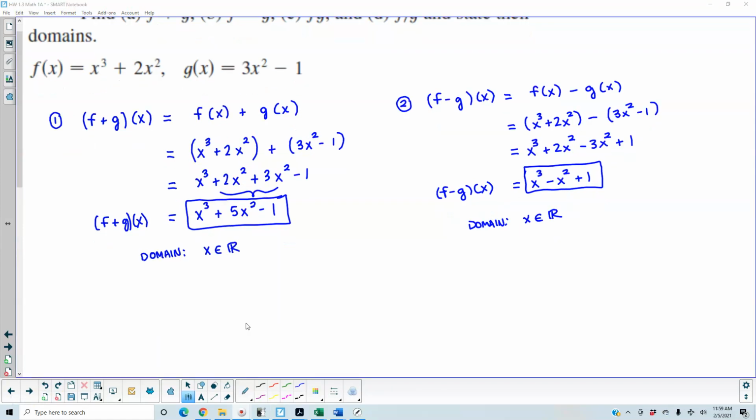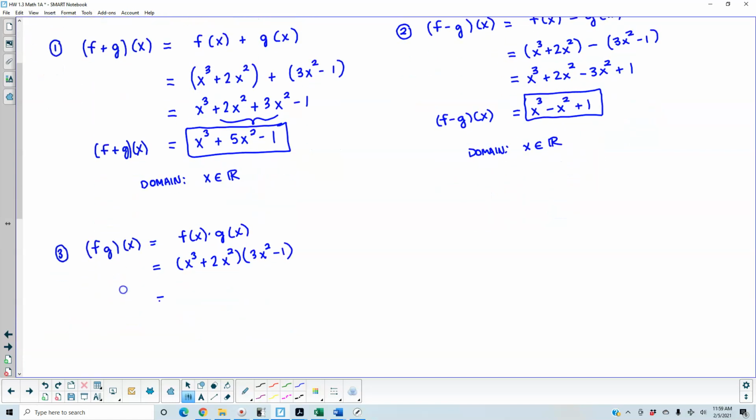Next, part C, which I wrote as number 3. So we have f times g of x, which is equal to f of x times g of x. So we know that f of x is x cubed plus 2x squared, and we're multiplying that by 3x squared minus 1.